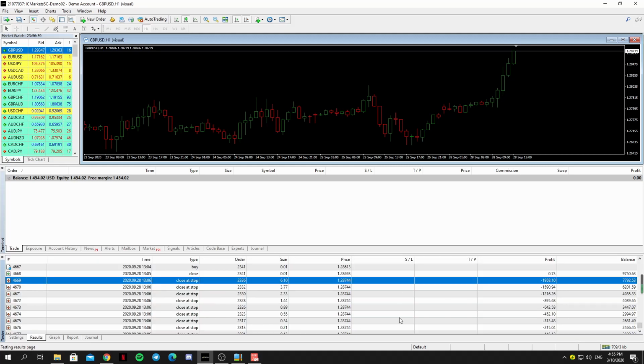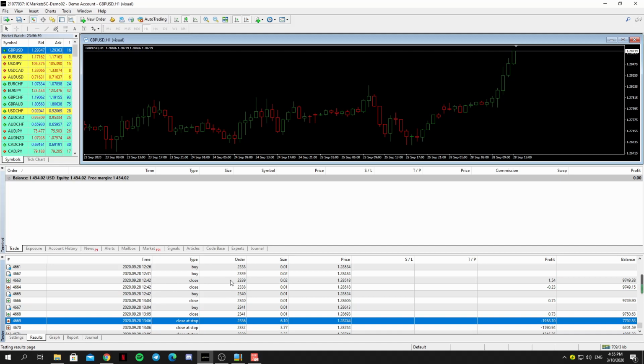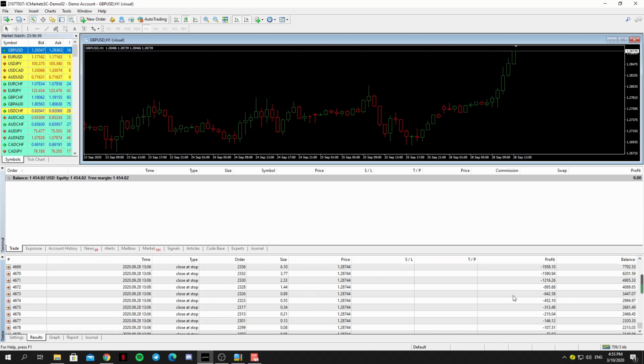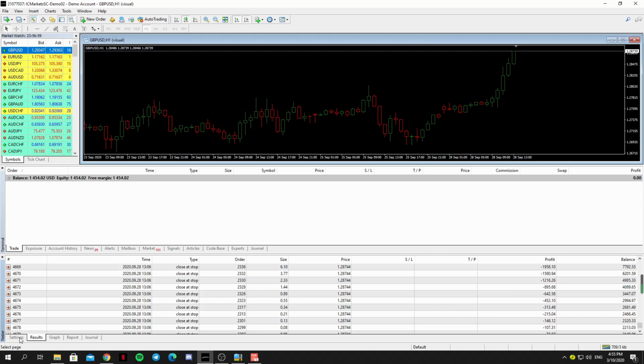The result over here, you can see it opened somewhere about this date of 28th September around 12:23. So you have a huge drawdown and your account blows, and you get back 2,044. This is the default setting. Let us try to tweak it a little bit and see how it goes this time.